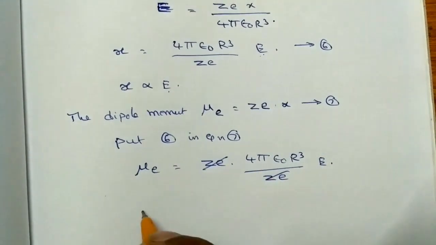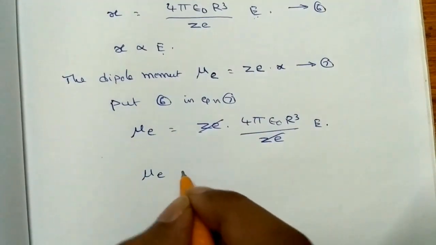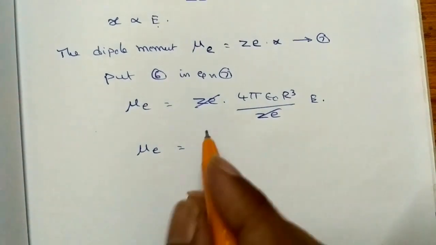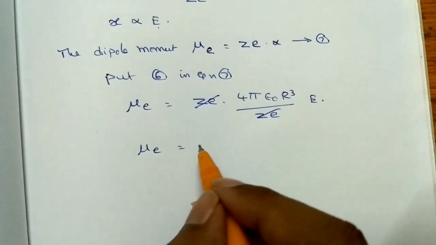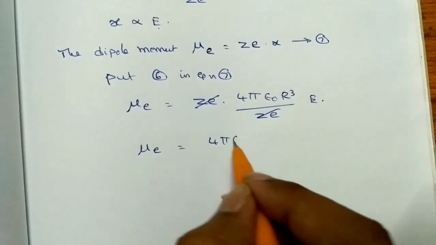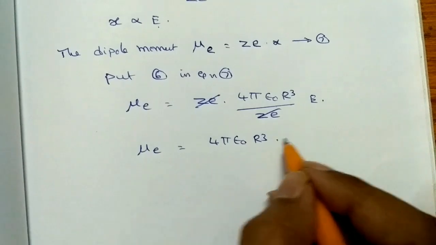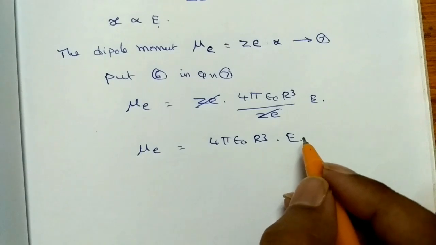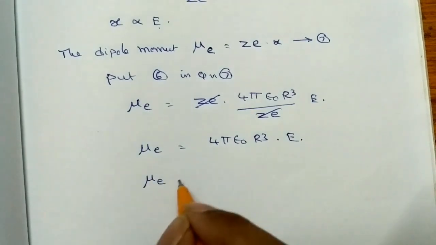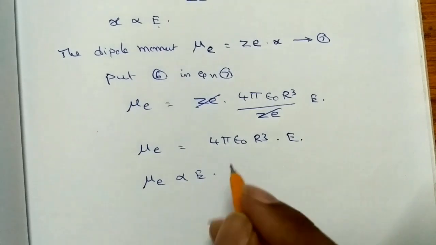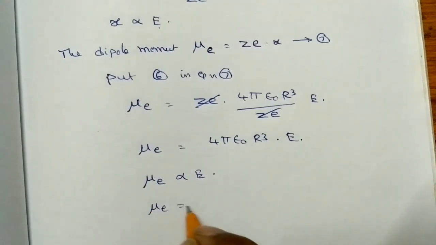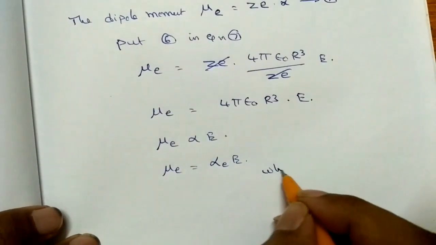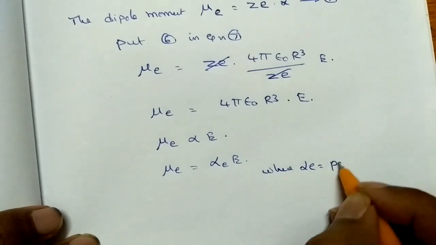Ze gets cancelled. Then mu e, the dipole moment, means the formation of positive and negative terminals or polarities. That is mu e is equal to 4 pi epsilon naught r cube into E. Here the dipole moment mu e is also directly proportional to E. Then mu e is equal to alpha e into E, where alpha e is equal to polarizability.